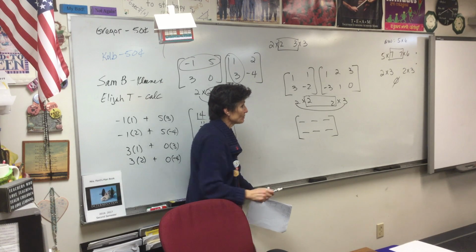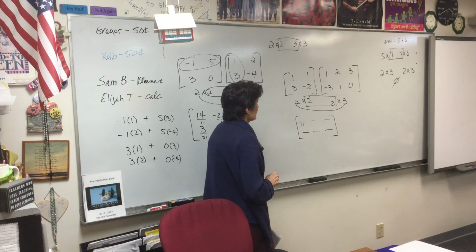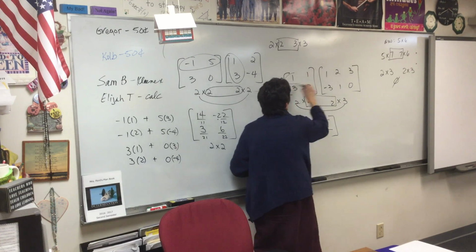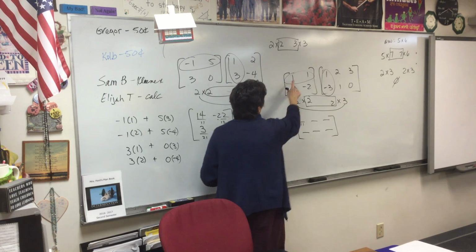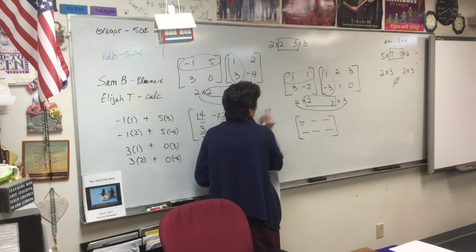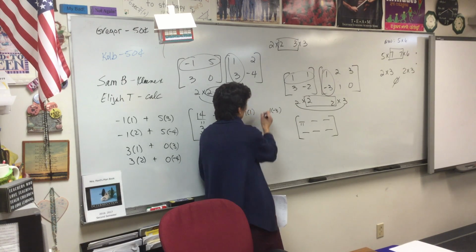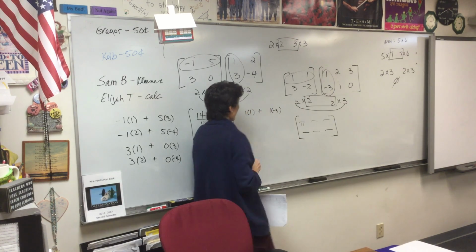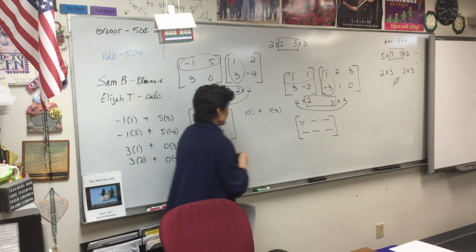All right, let's see if we can get through this. This is the 1-1 spot, first row, first column. So we're going to take our first row times our first column. So 1, 1 times 1, negative 3. So that spot will be negative 2.